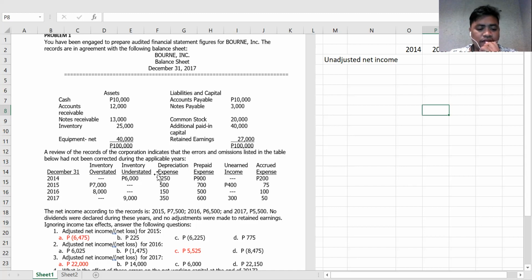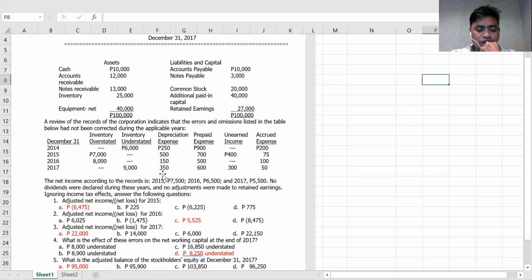So the net income according to the records for 2015 is 7.5, 2016 is 6.5, 2017 is 5.5. No dividends were declared during these years, and no adjustments were made to retained earnings. Ignoring income tax effects, we have to answer the following questions: the adjusted net income for 2015, the adjusted net income or loss for 2016, the adjusted net income or loss for 2017, the effect of the error on working capital at the end of 2017, and the adjusted balance of the stockholders' equity at December 31, 2017.